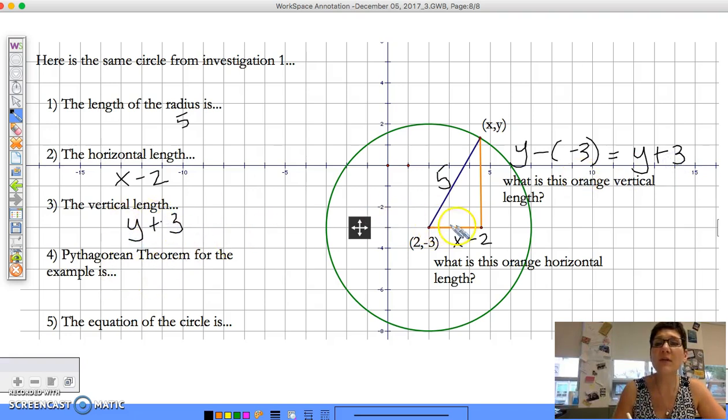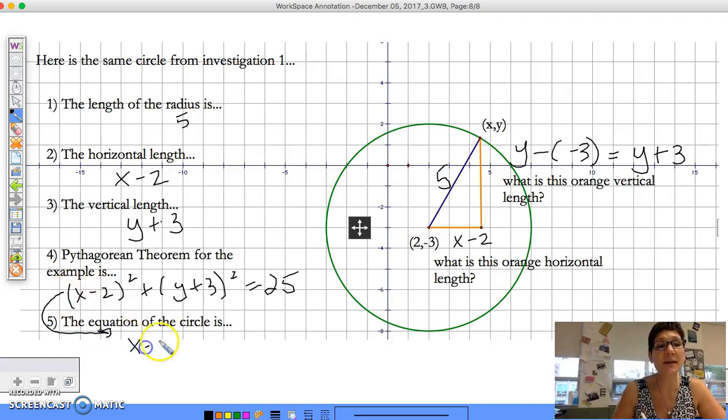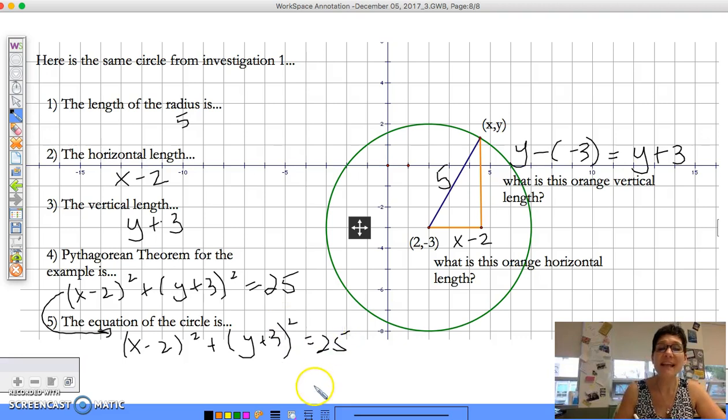Then the Pythagorean theorem for this example: we do a squared plus b squared equals c squared, where this is a, this is b, and that's c. So this is x minus 2 squared plus y plus 3 squared is equal to 25, because that's 5 squared. So the equation of the circle is x minus 2 squared plus y plus 3 squared equals 25. And that's how you find the equation of the circle when it's not centered at the origin.